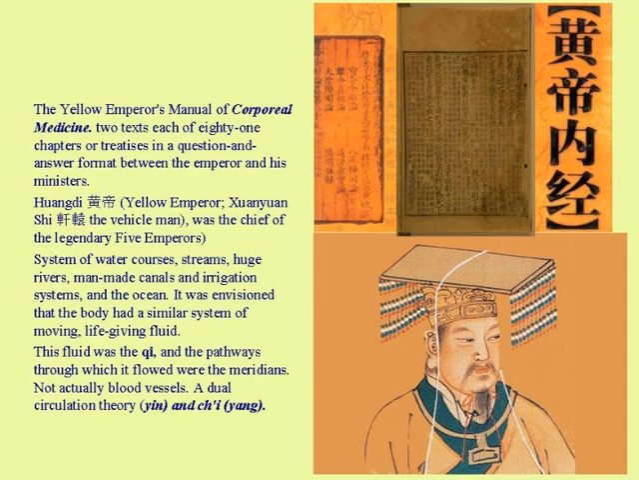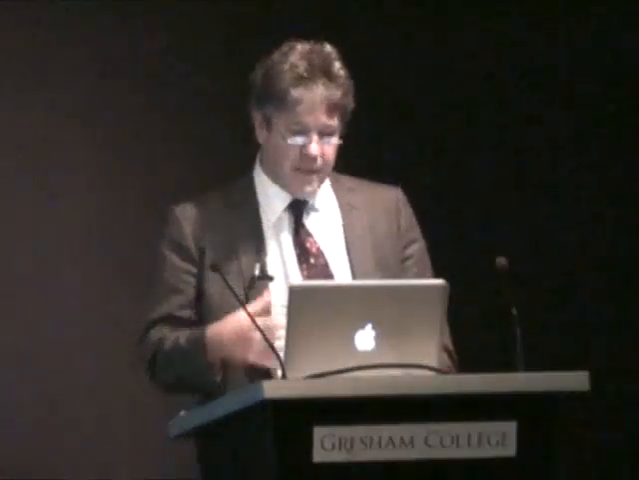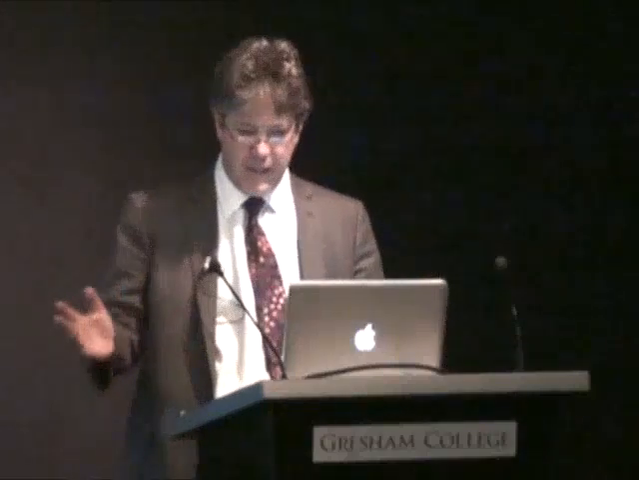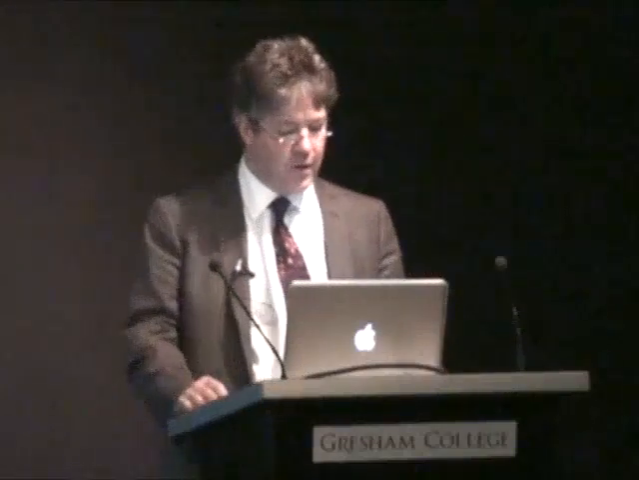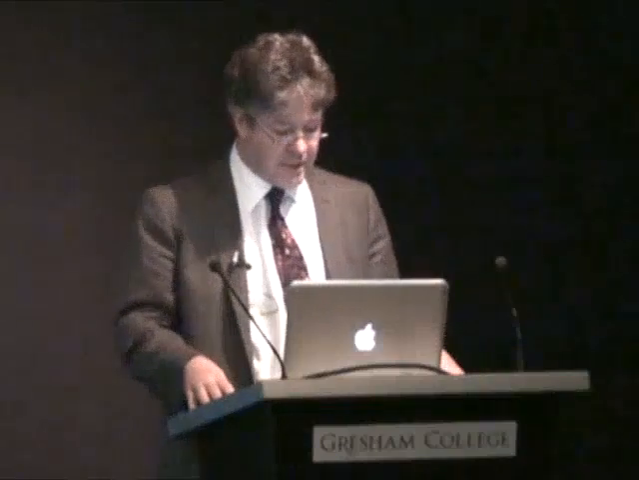At that time, they were developing in China a sophisticated agricultural and movement system using waterways. And these canals and irrigations and natural waterways made people think that maybe the body had a similar way of transmitting around. And so a theory arose that there could be a series of channels which gave life-giving fluids to the tissues. The fluid was called qi, and the pathways through which it flowed were the meridians. And this is the basis of some Chinese medicine even today.